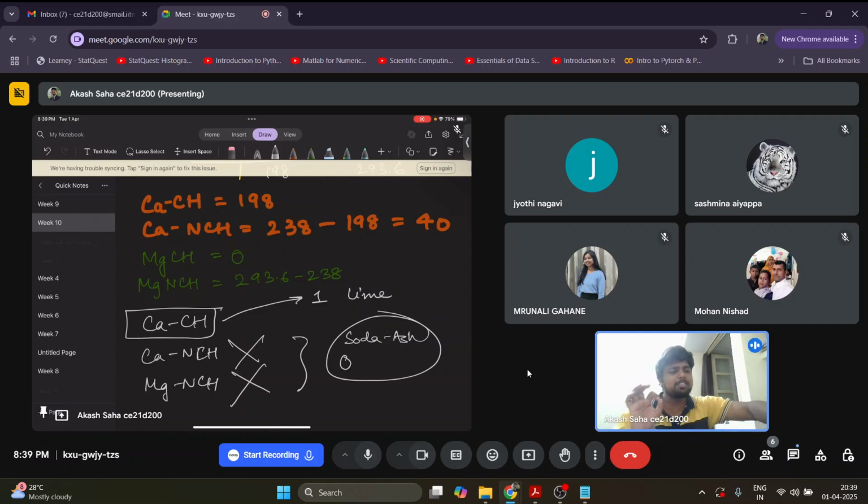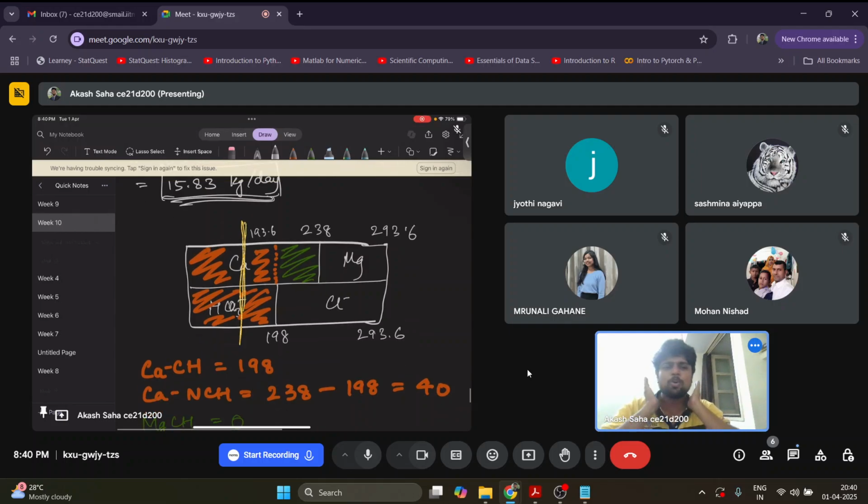Okay, so one thing is what the stoichiometry says. It says that 1 mole of calcium non-carbonate hardness and 1 mole of magnesium non-carbonate hardness is required for the soda ash treatment. But in the question, they are asking that I need to treat only 193.6. Whatever is after that, I won't care. I am not concerned. So I will not add any soda ash.